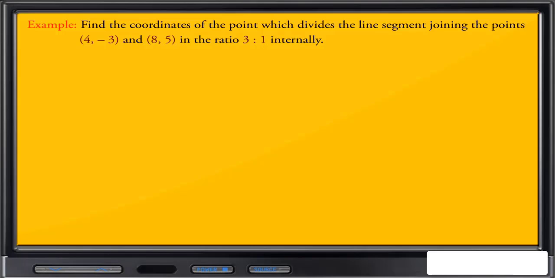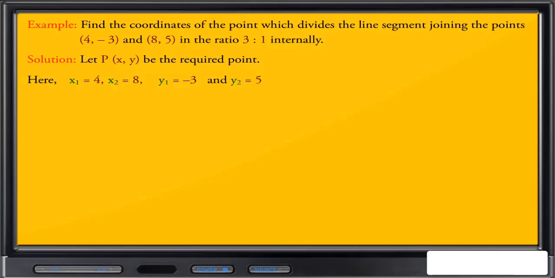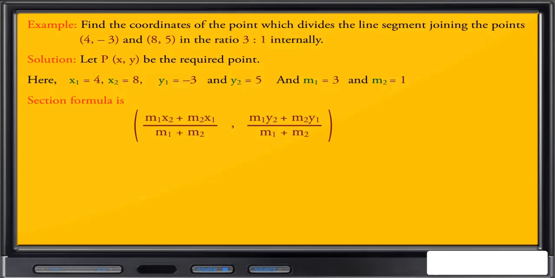Let us solve some examples based on the section formula. Find the coordinates of the point which divides the line segment joining the points (4, -3) and (8, 5) in the ratio 3 is to 1 internally. Let P(x, y) be the required point. Here, x1 is equal to 4, x2 is equal to 8, y1 is equal to -3 and y2 is equal to 5. And m1 is equal to 3 and m2 is equal to 1. Section formula is (m1 into x2 plus m2 into x1 upon m1 plus m2, m1 into y2 plus m2 into y1 upon m1 plus m2).